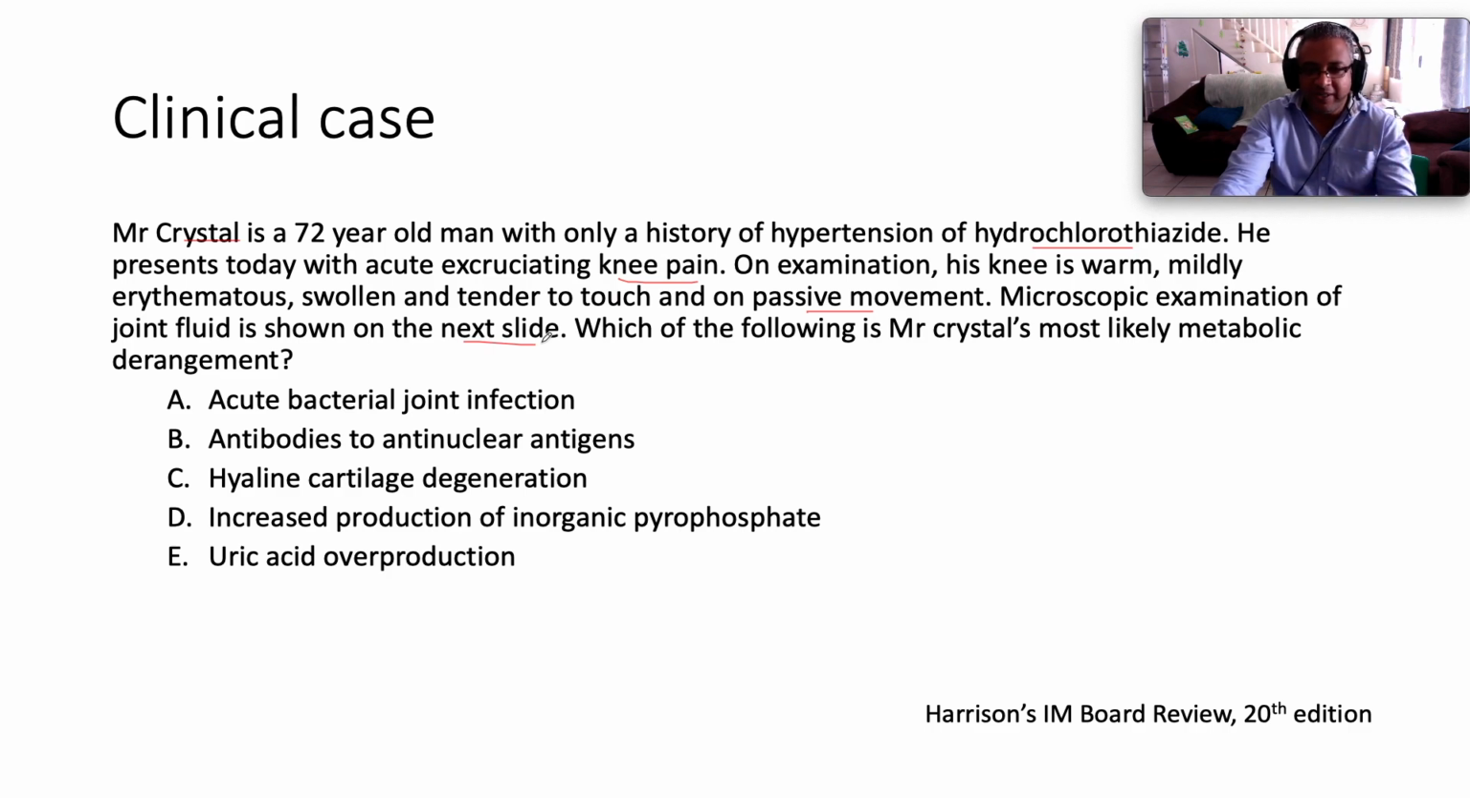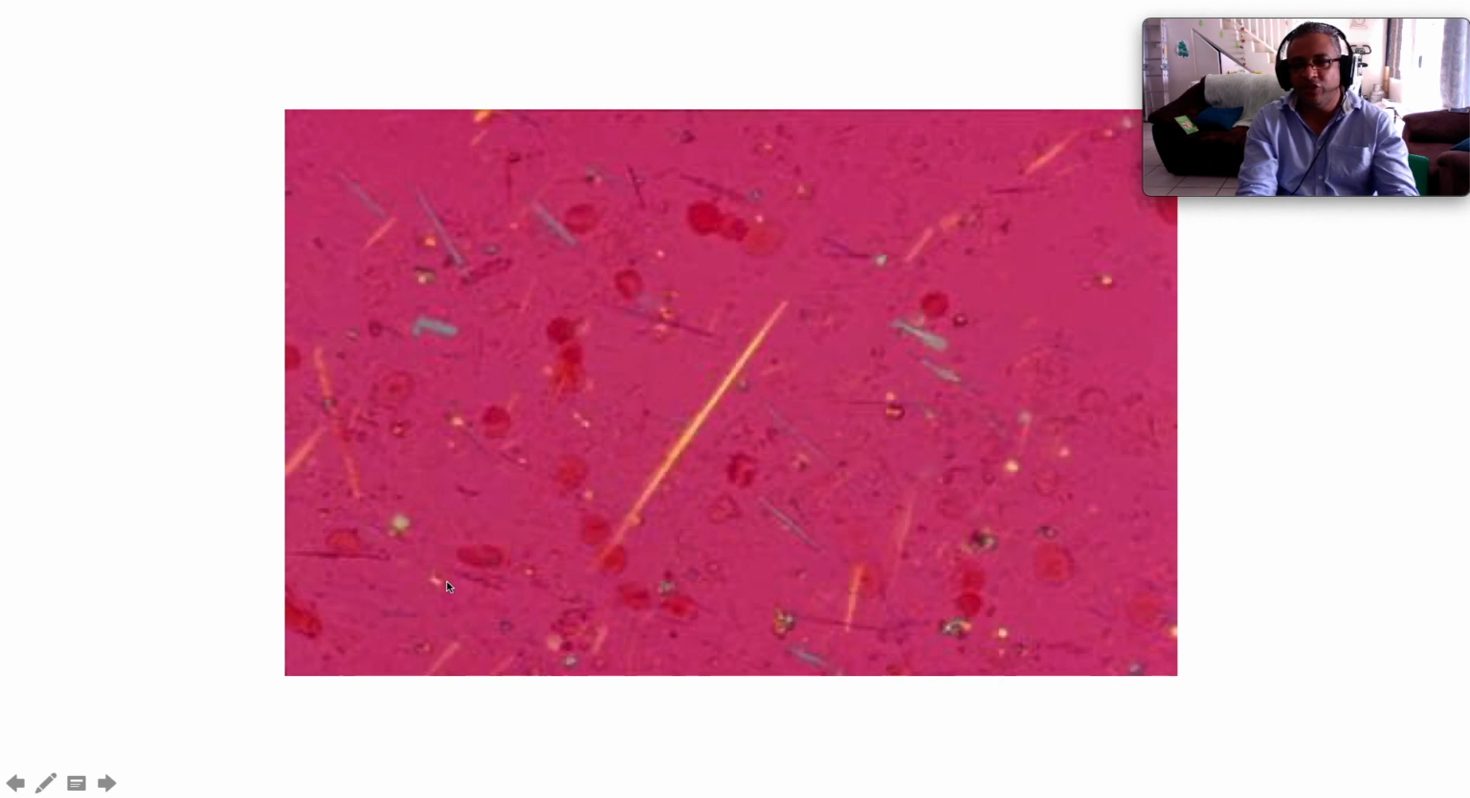Now, which of the following is Mr. Crystal's most likely metabolic derangement? Is it A, an acute bacterial joint infection? Is it B, antibodies to anti-nuclear antigens? C, hyaline cartilage degeneration? Is it D, increased production of inorganic pyrophosphate? Or is it E, uric acid overproduction? This is the picture of the crystals in his fluid.